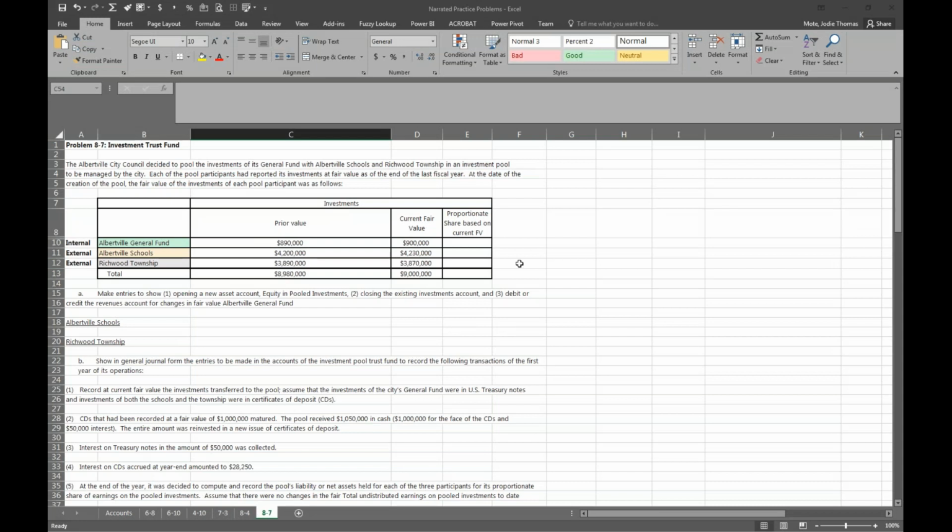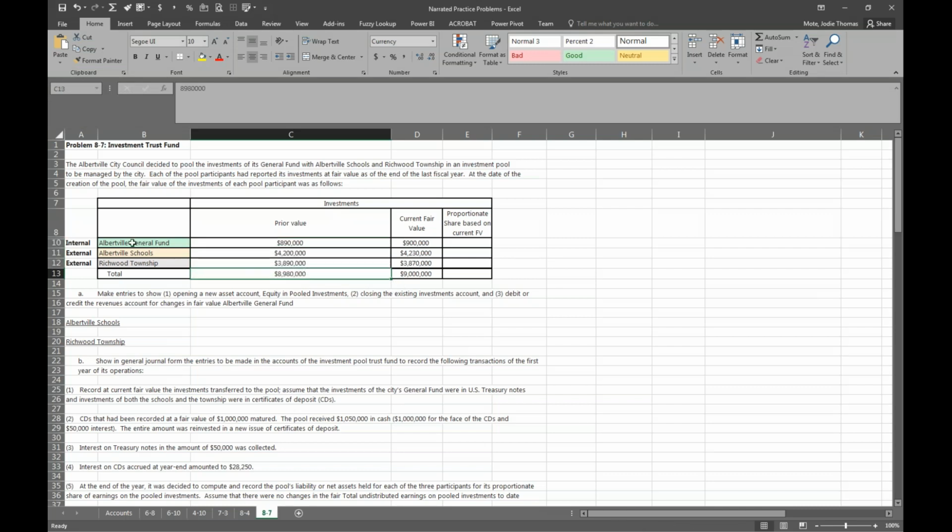Albertville's City Council decided to pool the investments of its general fund, the Albertville schools, and Richwood Township into an investment pool managed by the city. Each of the participants had reported its investments at fair value at the end of the last fiscal year. At the date of the creation of the pool, the fair value of each participant was as follows, and it lists them here for the total.